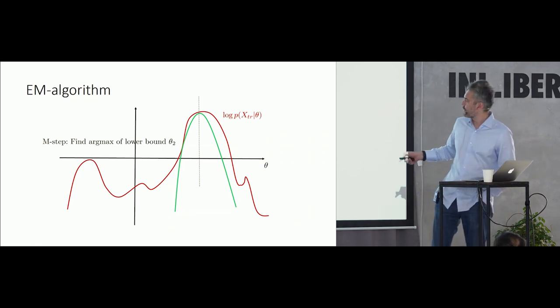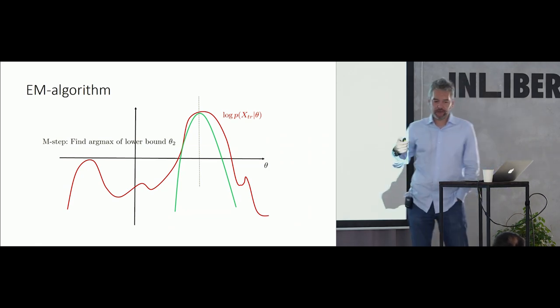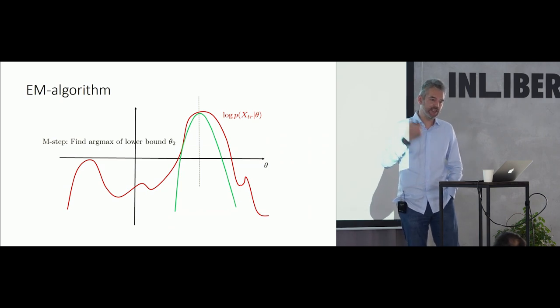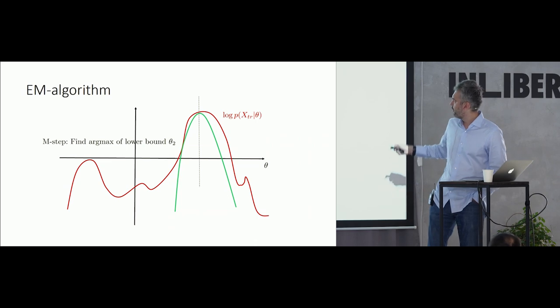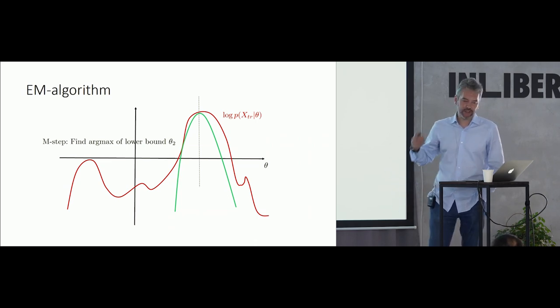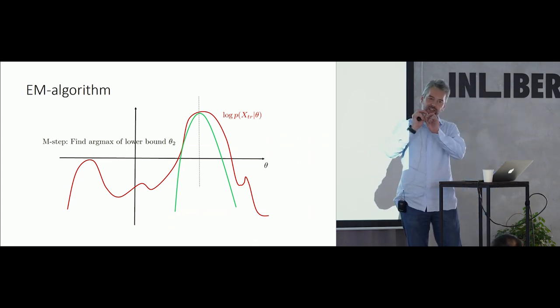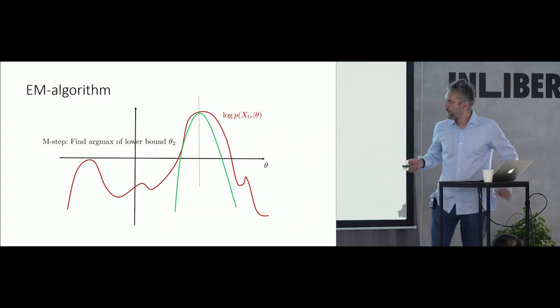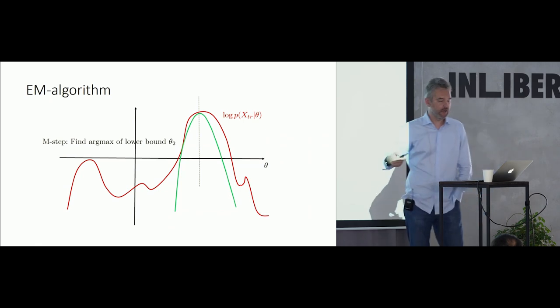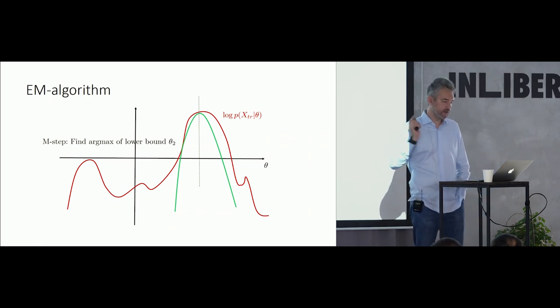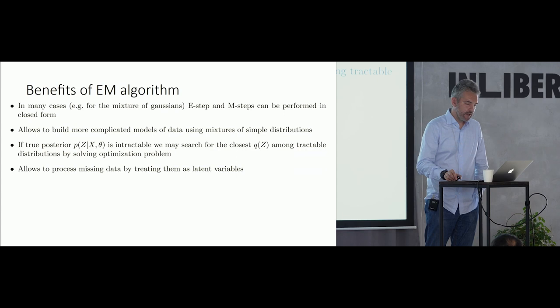Instead of direct optimization of the red function, we make use of the fact that we have access and we may easily construct a variational lower bound. So for each theta, we may easily construct a variational lower bound that is tight at this point theta. And then we can optimize it and update theta and construct a new lower bound and so on until convergence. So this is it.